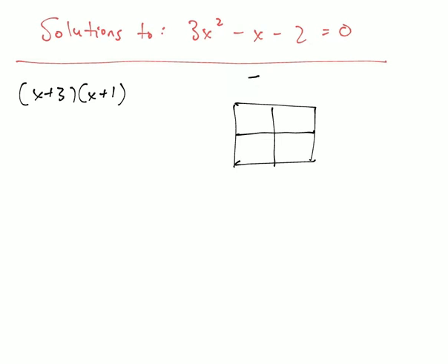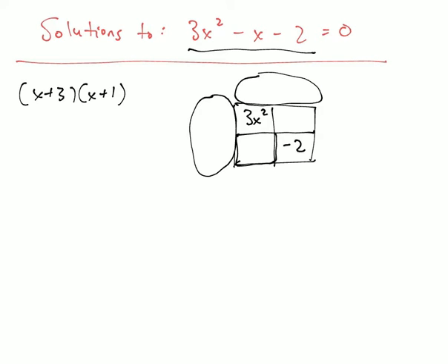One of our binomials is going to be on the top. The other one is going to be on the left here. And we're going to put the 3x squared here, the negative 2 here from our original equation above. And then these two boxes we're going to leave blank right now, but those are going to add up to the negative x. So essentially what we're doing is we're going to take the equation we have right now, and we're going to turn that into two binomials by multiplication.